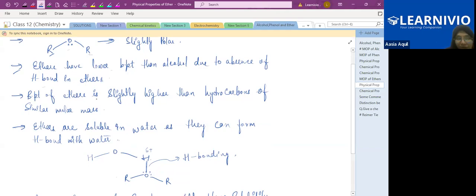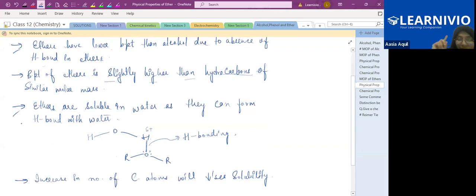Now the boiling point of ethers is slightly higher than the hydrocarbons. When you compare the boiling point of ether with hydrocarbons of similar mass, the number of carbons should be the same and the mass should be similar. If you compare the ether and the hydrocarbon chain with a similar molar mass, ether will have a slightly higher boiling point.